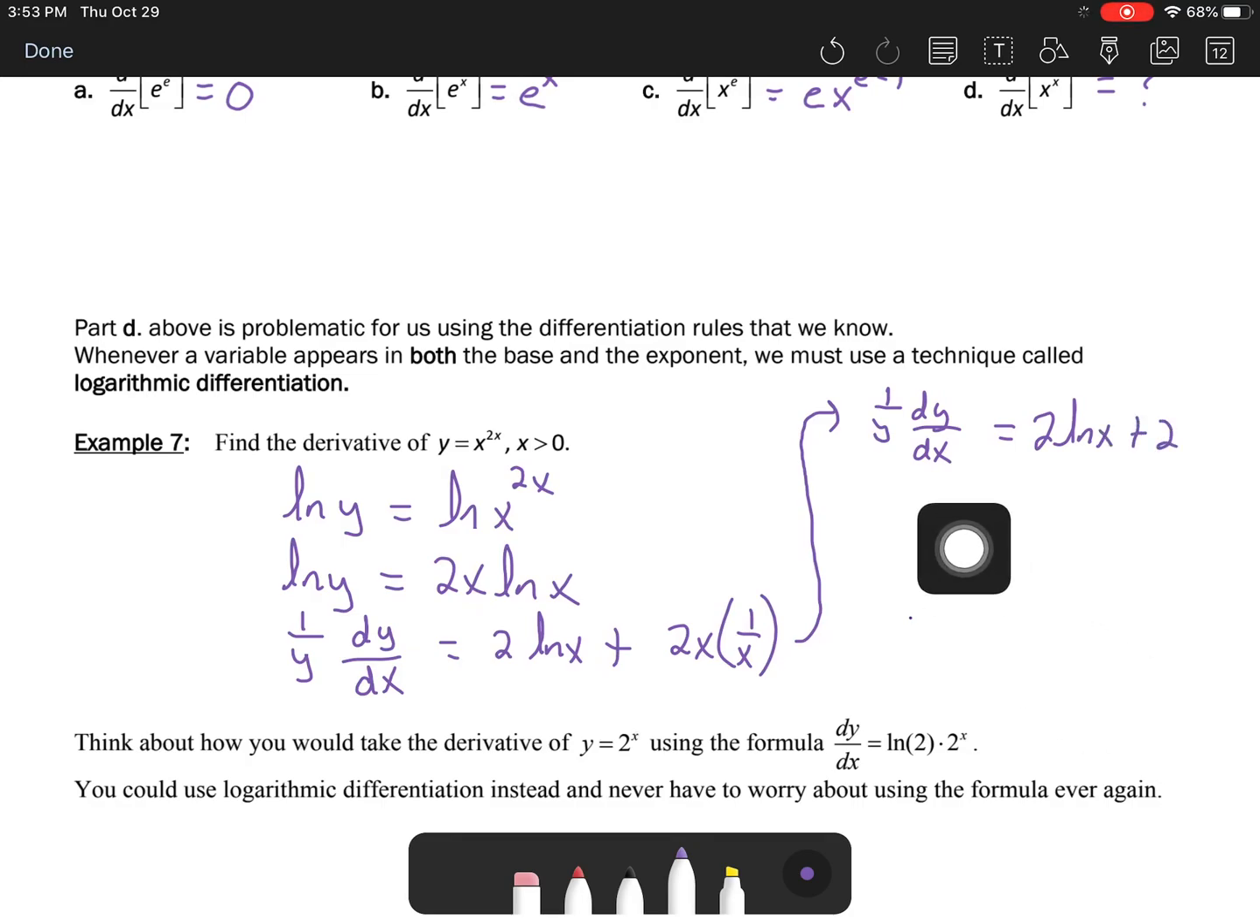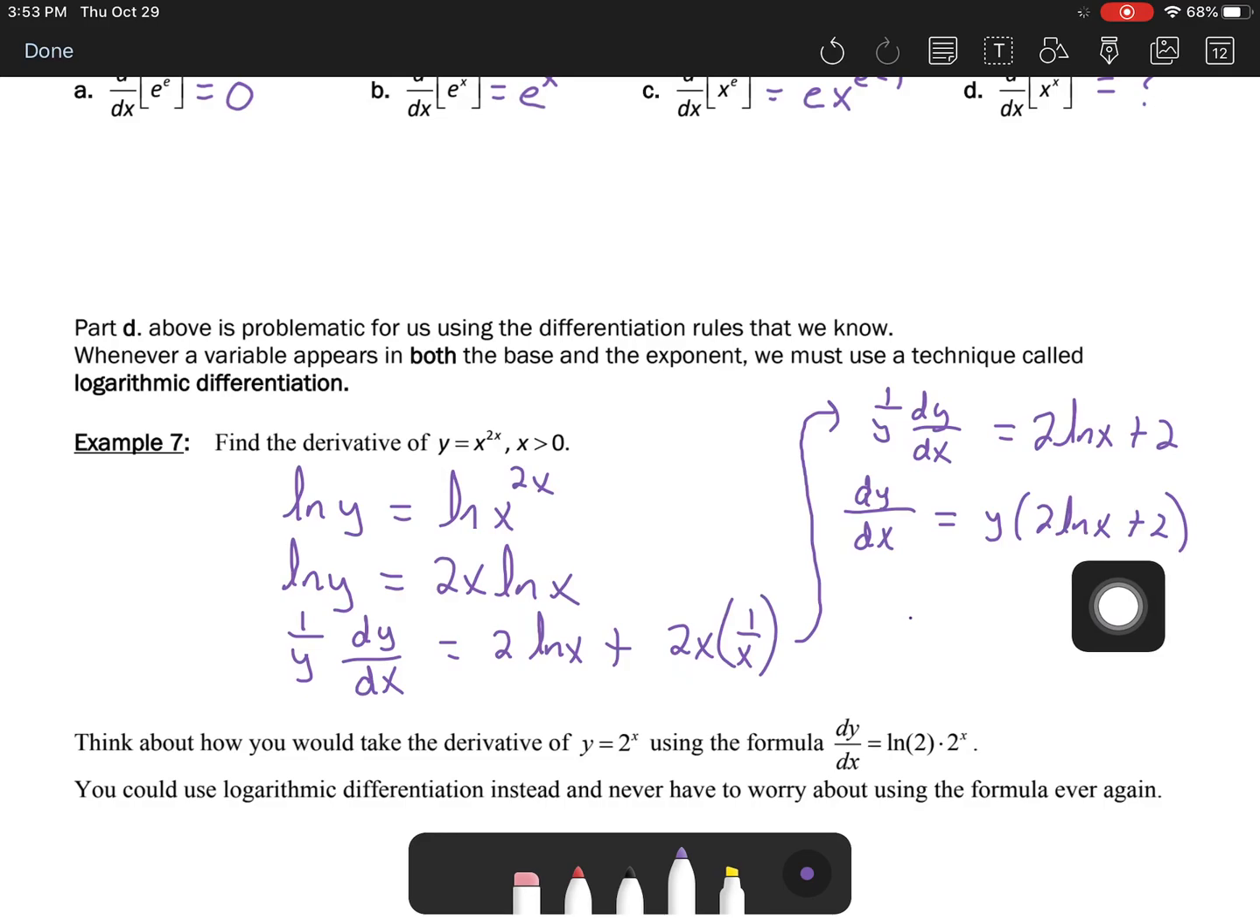Okay. And then to solve for my derivative, I just need to multiply by that y over to the right side of the equation. So dy/dx is going to equal y times this expression, 2 ln of x plus 2. And then typically what you do on these is write everything in terms of x, because that's usually what you'll see for your answer choices.